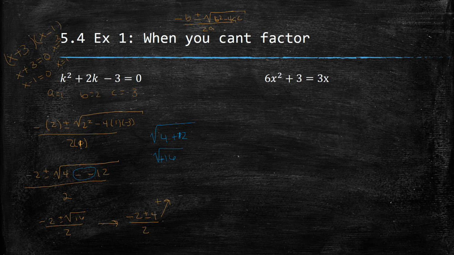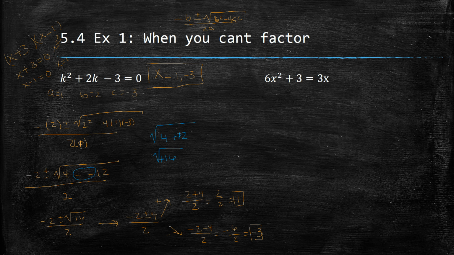You have the positive, -2 plus 4 over 2, which is 2 over 2 equals positive 1, which is what we got over here when we factored it. And then the negative side, so negative 2 minus 4 over 2 is equal to negative 6 over 2, which is negative 3. So as you see here, we got the two same answers as before. So here x is equal to 1 and negative 3.